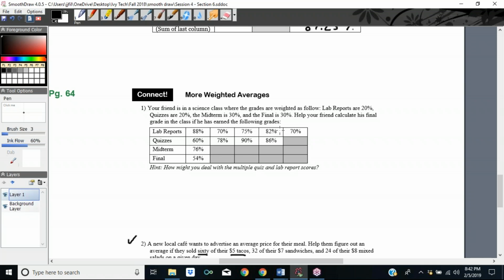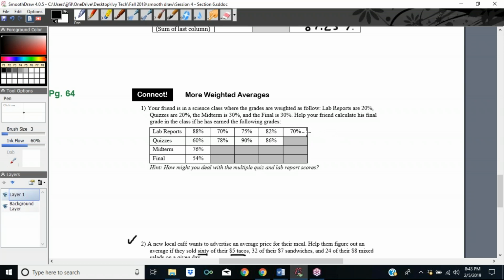It says your friend is in a science class where the grades are weighted as follows. This should be an S after that, follows. Lab reports are 20%, quizzes are 20%, the midterm is 30%, and the final is 30%. Help your friend calculate his final grade in the class if he has earned the following grades.